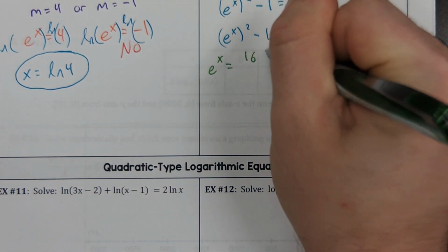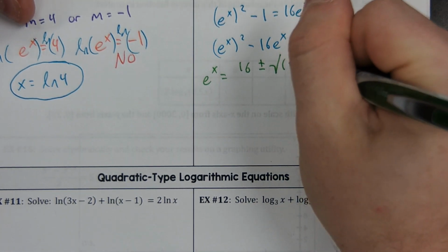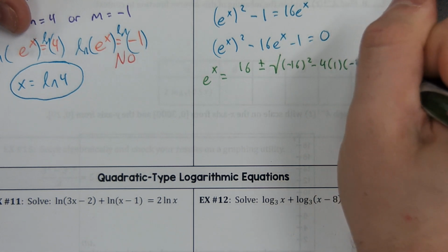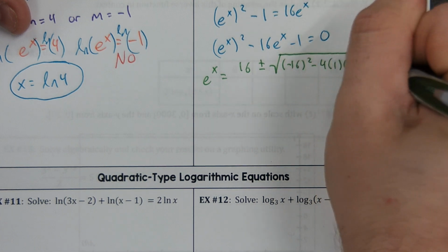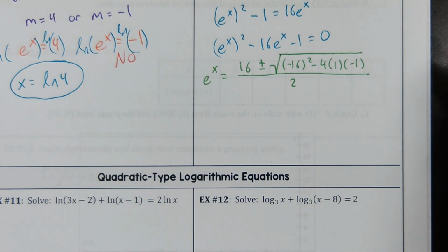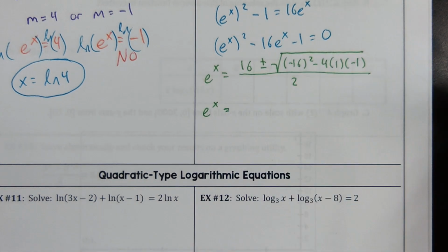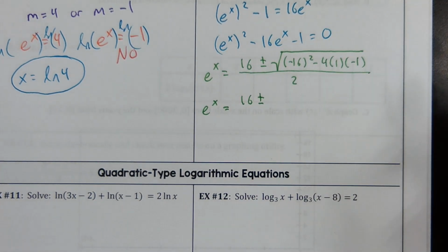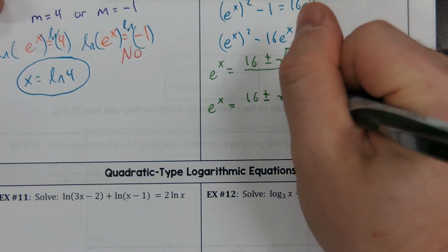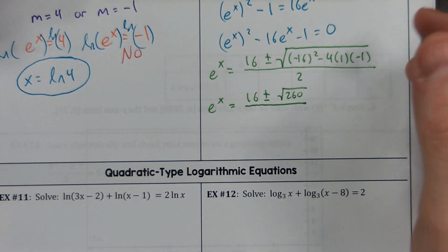Negative b plus or minus root b squared minus 4 times a times c, all over 2a. And since a is 1, it's just 2. So this is 256 plus 4. That's the square root of 260. How did I do that in my head? Because I know that 16 squared is 256.